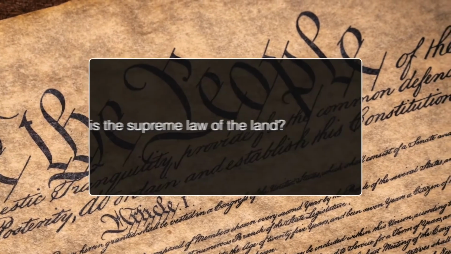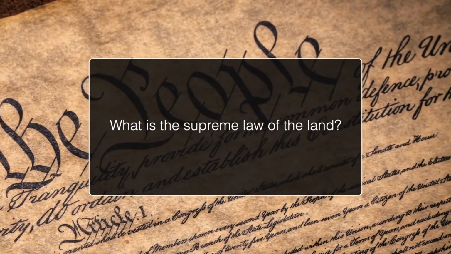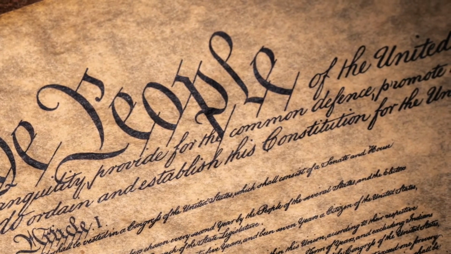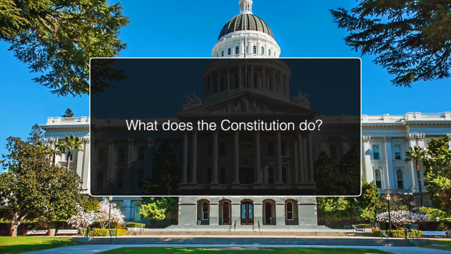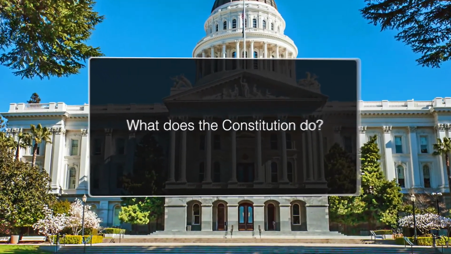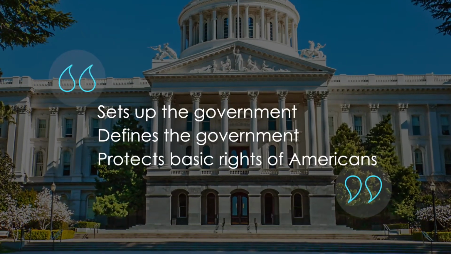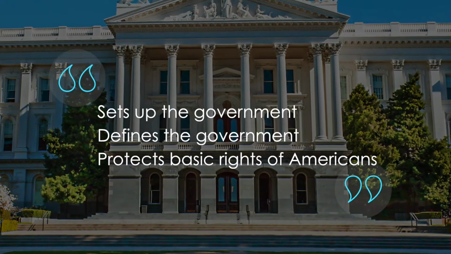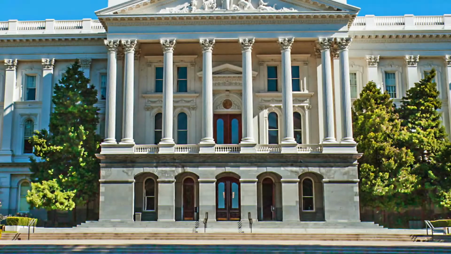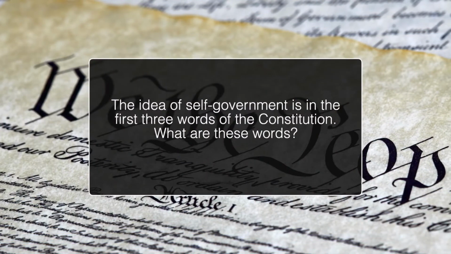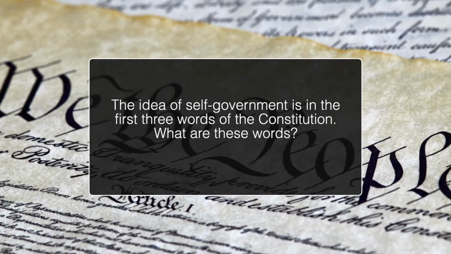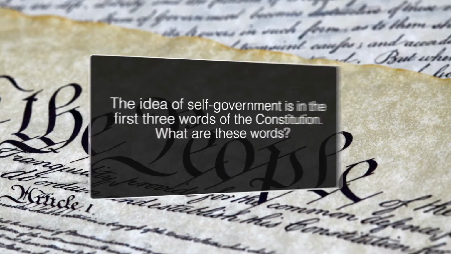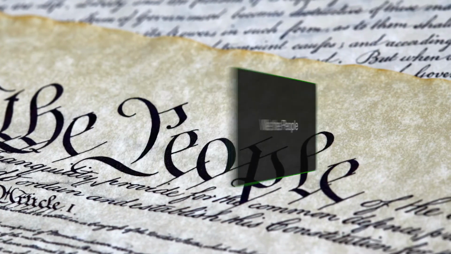What is the supreme law of the land? The answer is the Constitution. What does the Constitution do? The answer is it sets up the government, defines the government, or protects basic rights of Americans. The idea of self-government is in the first 3 words of the Constitution. What are these words? The answer is we the people.